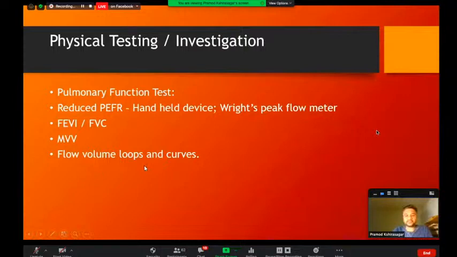Especially in the case of asthmatic bronchitis, there is reversibility of the pulmonary function values after administration of bronchodilators, whereas in emphysema and chronic bronchitis, there is no reversibility. So that's a distinguishing feature between asthmatic bronchitis and chronic bronchitis. Maybe some studies tell us asthmatic bronchitis can turn into chronic bronchitis because of the ongoing inflammation.